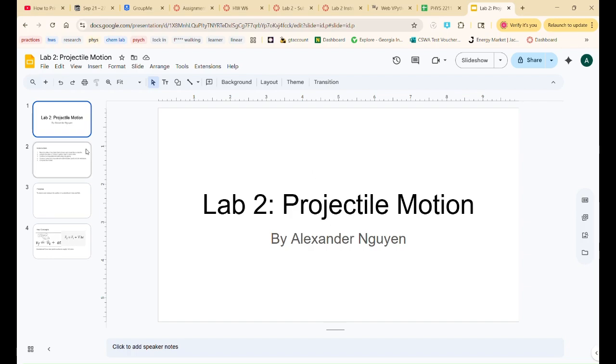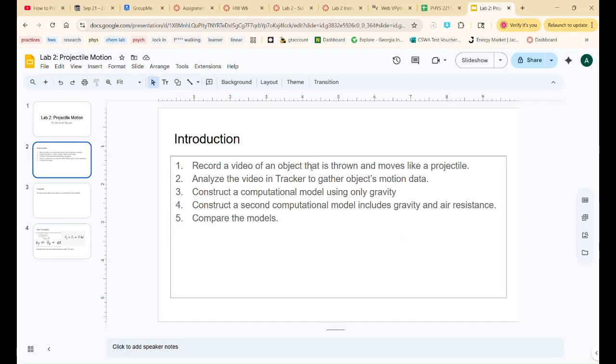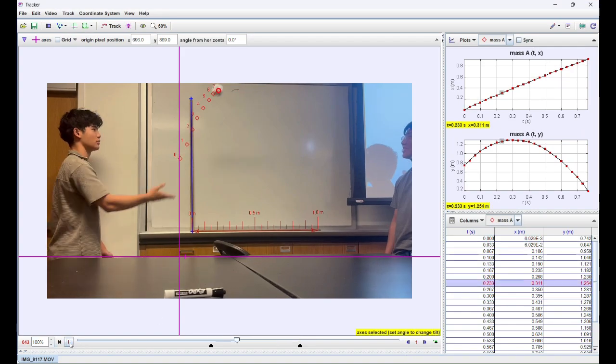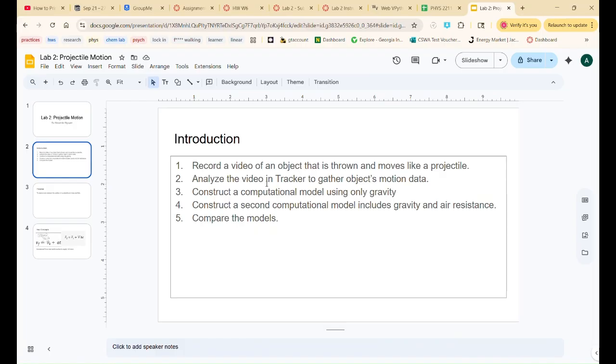This is Lab 2, Projectile Motion, Introduction. I recorded a video of an object being thrown like a projectile. In this case, it was me throwing a crumpled up paper ball. I analyzed the video using the trackers in here, together with motion data. I constructed a computational model over here. For the first one, I used only gravity. The second one, I used gravity and air resistance, and I compared the models.